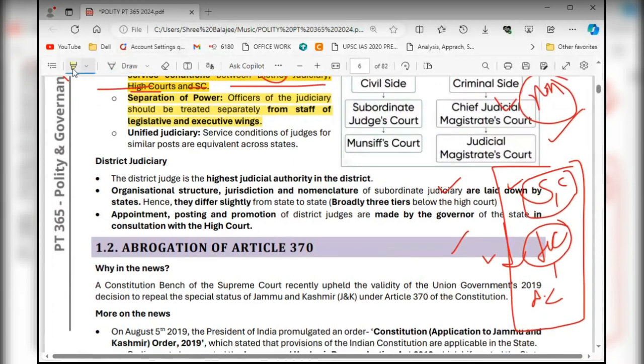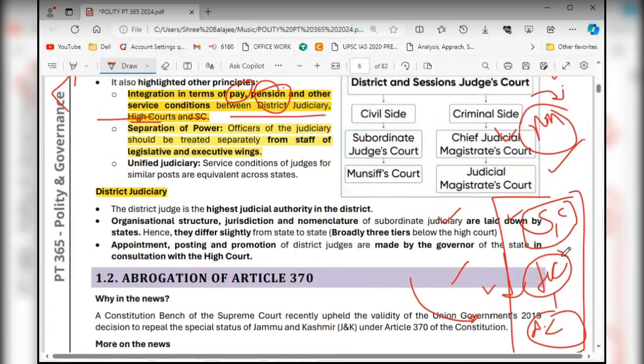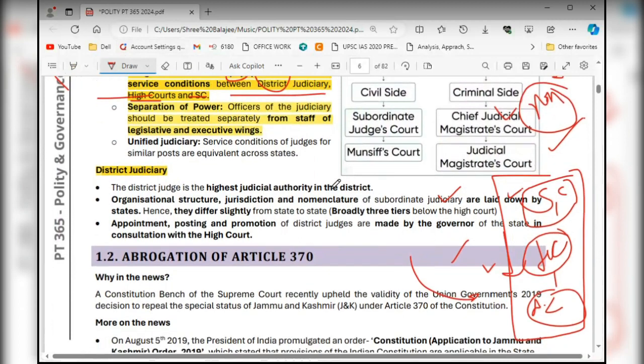Now they have given something about the district judiciary here. District judiciary means this third level. We are discussing this level now. And for these two levels, you can refer to the previous videos for the polity. We have discussed them already, so you can refer to the video section or playlist section of the polity. So the district judge is the highest judicial authority in the district.